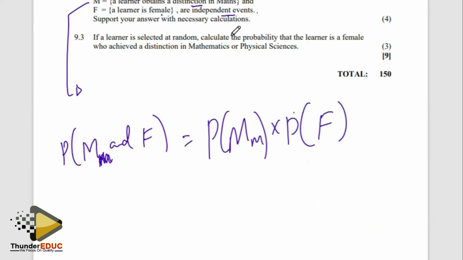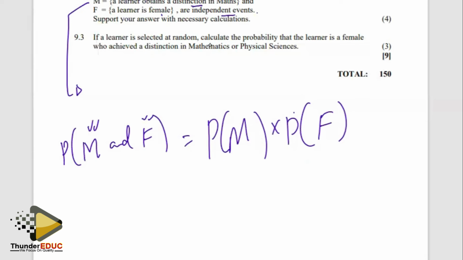But does this make sense? No, it's not a male, guys. It's a learner that obtains a distinction in maths. It's a distinction in maths and then a female. So distinction in maths as well as the female. So a learner that obtains a distinction in maths and then F is just a female. So how many learners obtain a distinction in maths? Just how many learners? That's what we are looking at.